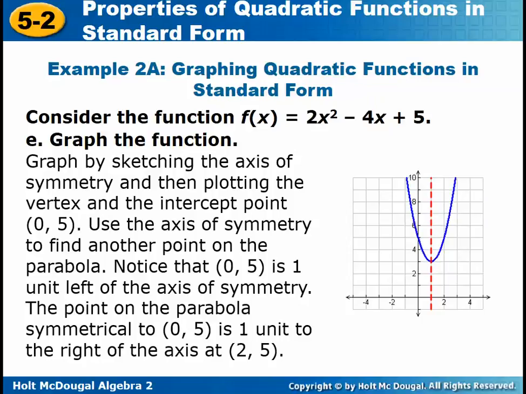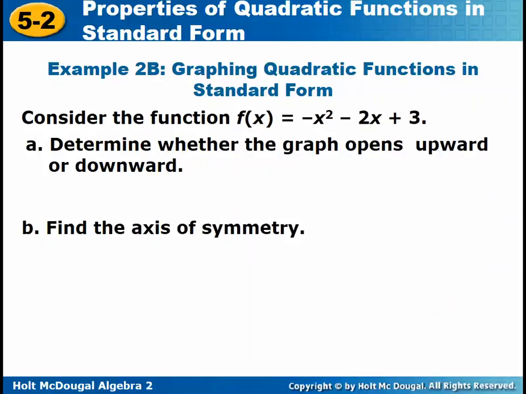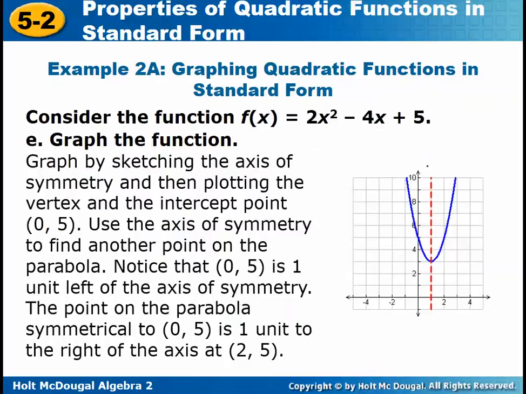Here's a graph by hand. They started with putting the vertex on. They knew it opened upward, and then they put a couple more points on, and they found this. Okay, here is a function. Here, let me just go back to this real quick. The axis of symmetry was x equals 1. Yep, that matches. The y-intercept is 5. I didn't mention that.